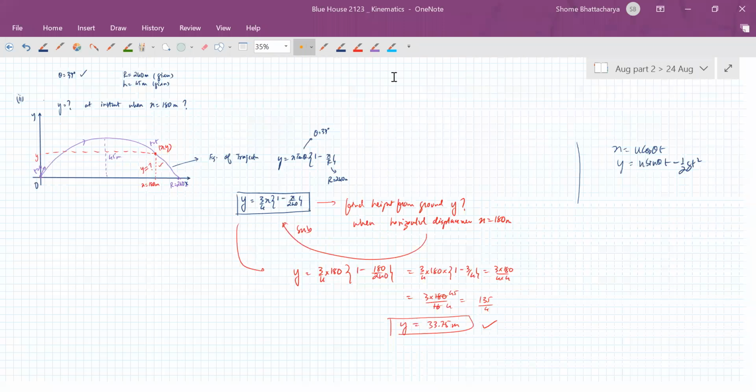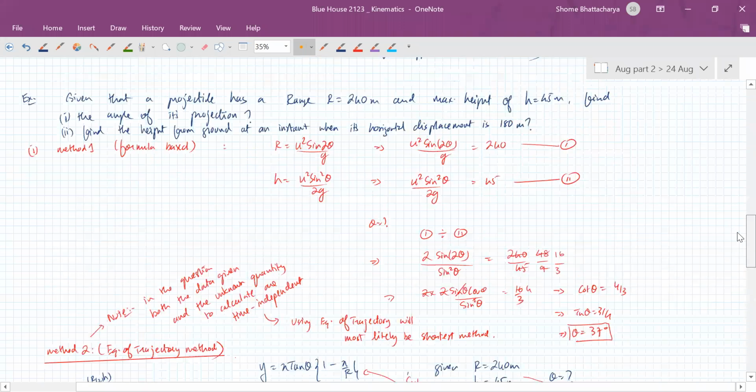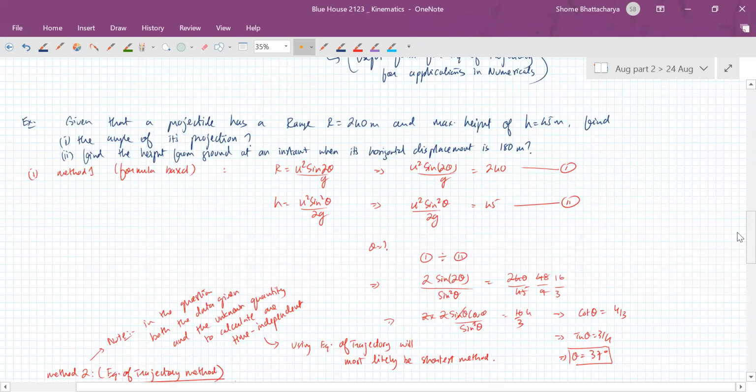Yes, sir. Can you just scroll up for the question for a second? The second part of the question. Yes, find the height from the ground at the instant when the horizontal displacement is 180 meters. Okay, sir. Thank you.